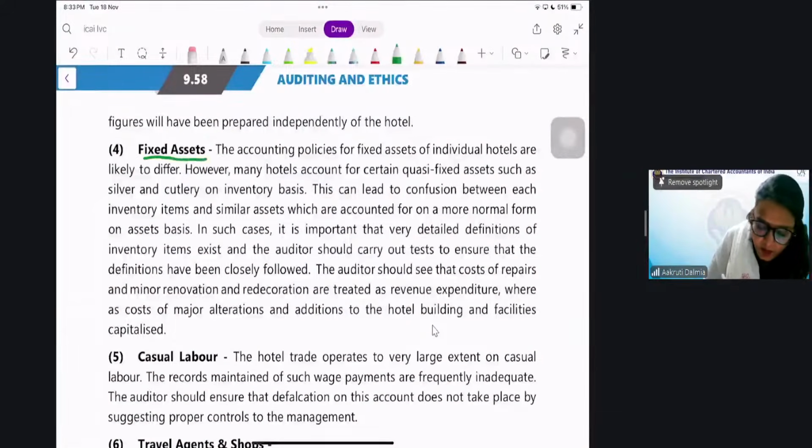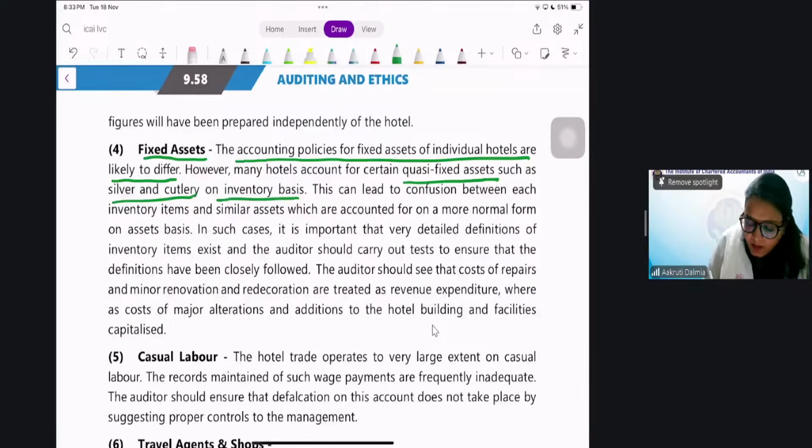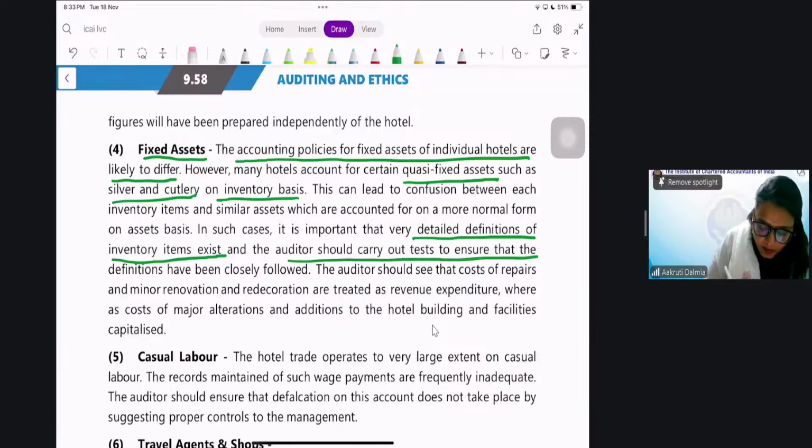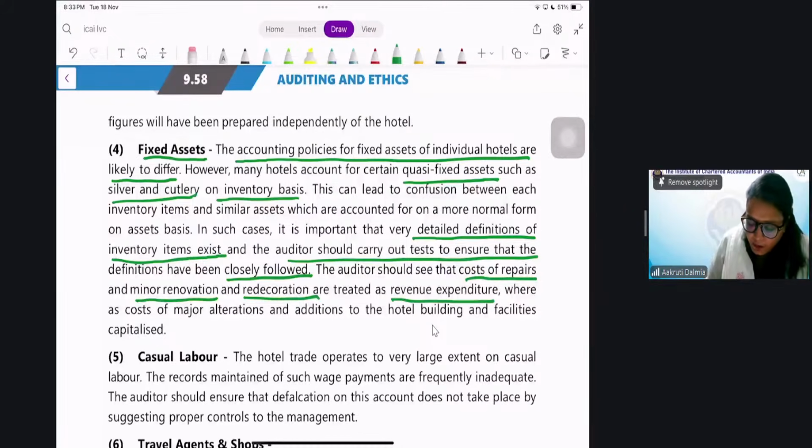Next is fixed assets. Accounting policy for fixed assets of individual hotels can be different. Many hotels account for certain quasi-fixed assets such as silver and cutlery on an inventory basis. This can lead to confusion between such inventory items and similar assets which are accounted for in more normal forms. In such cases, the auditor should check that there is a proper detailed definition of each type of inventory and that it has been properly followed. The auditor should see that cost of repairs, renovation and decoration are treated as revenue expenditure, and if there is any major alteration, it should be capitalized.